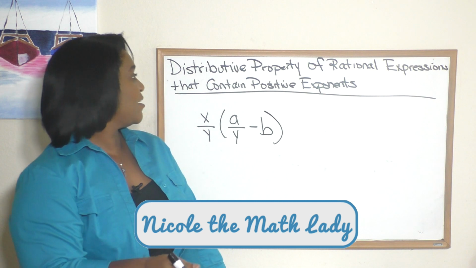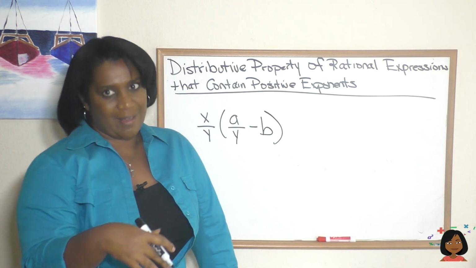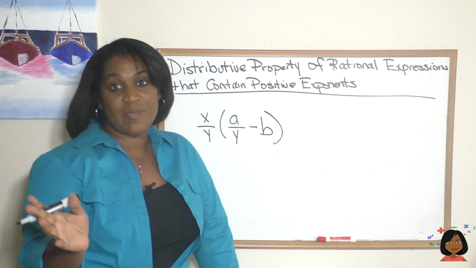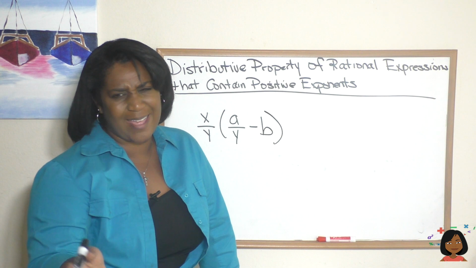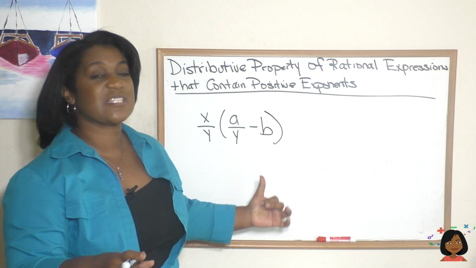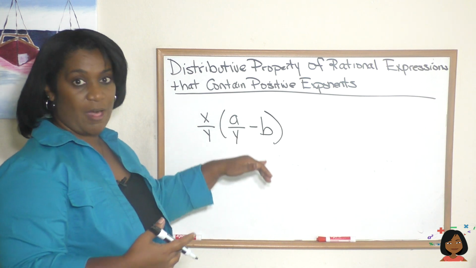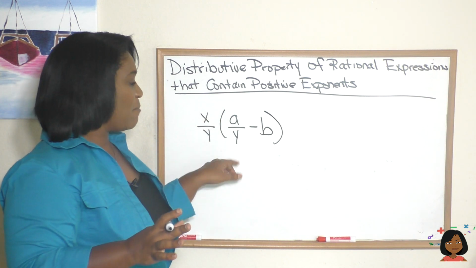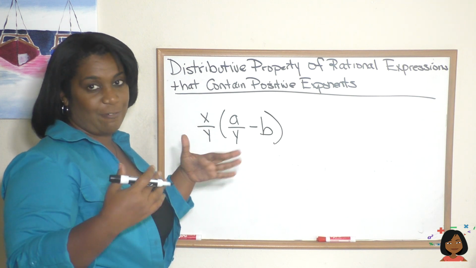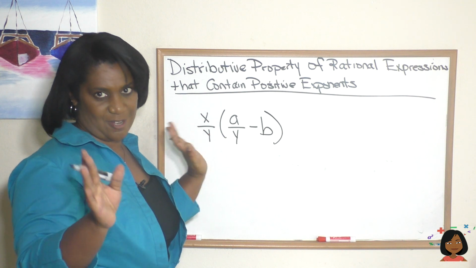Here we're working on the distributive property of rational expressions that contain positive exponents. Oh my gosh, I almost passed out when I saw that title. I was like, really? Do we need all that? Here's essentially what it means. We're going to be taking expressions and distributing on them, and we're going to deal with the positive exponents for now. So right now, my exponents are just 1. I'm going to ramp them up in a little bit, but I just want to remind you how to do the distributive property first. You ready?